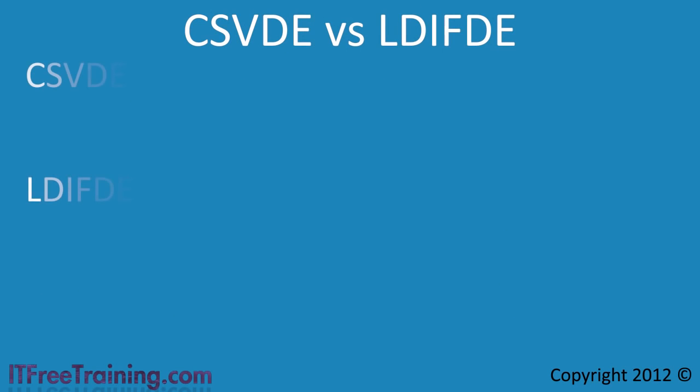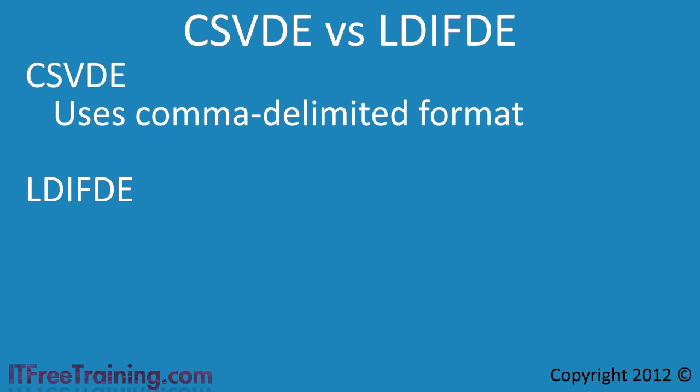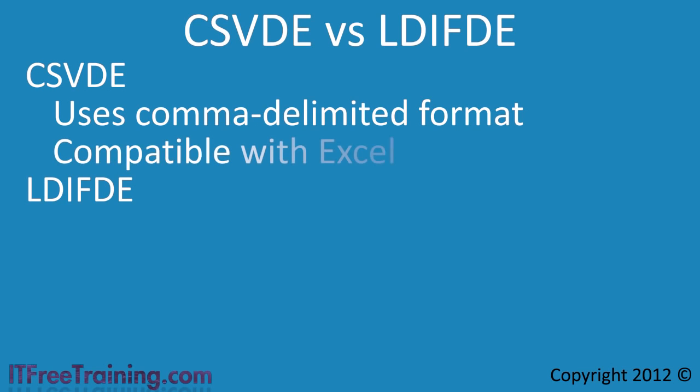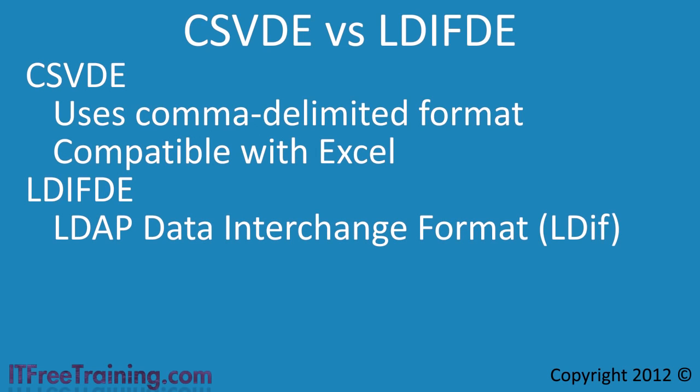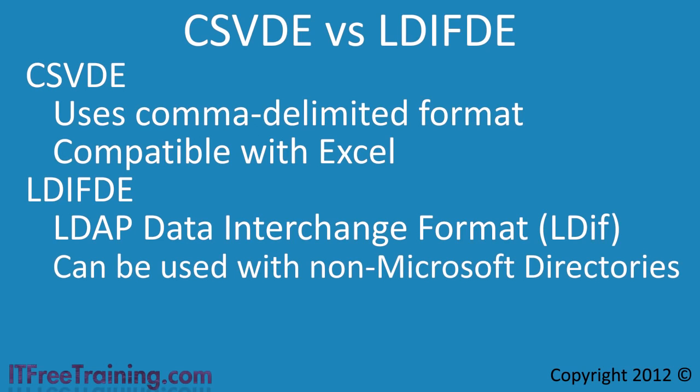The fundamental difference between the two tools is the format the tools use to import and export data. CSVDE uses comma-delimited files that are compatible with software like Excel. LDIFDE uses the Lightweight Directory Access Protocol data interchange format, otherwise known as LDIF. Using the LDIF format, you can export Active Directory users and import them into other non-Active Directory-based systems.